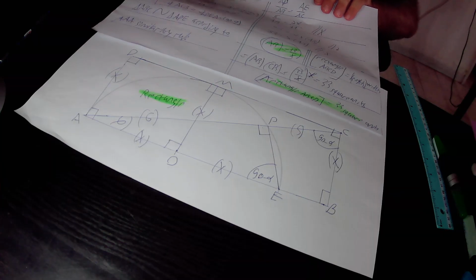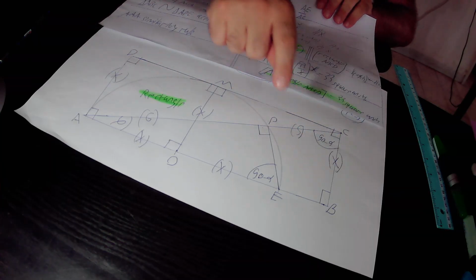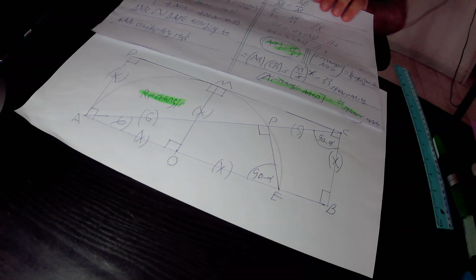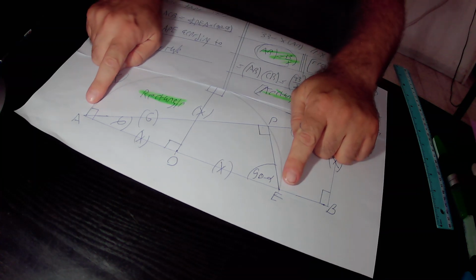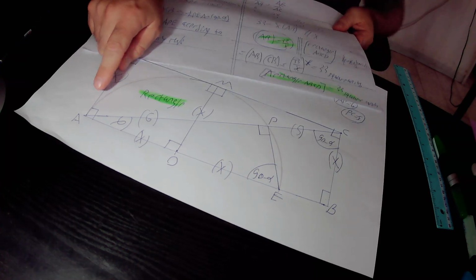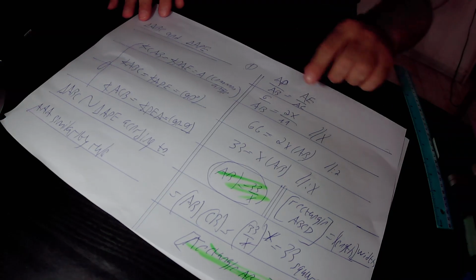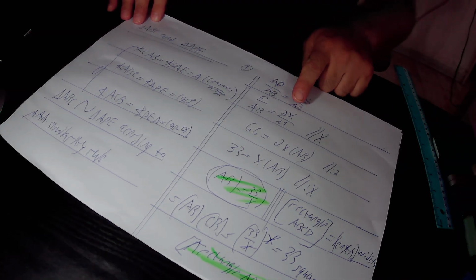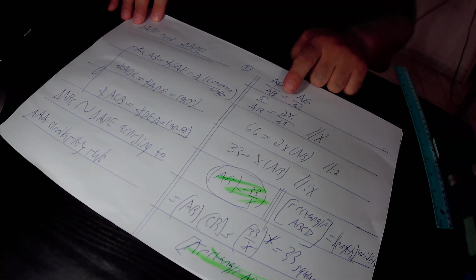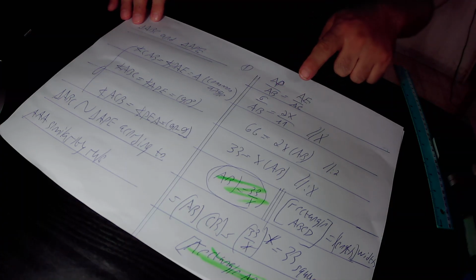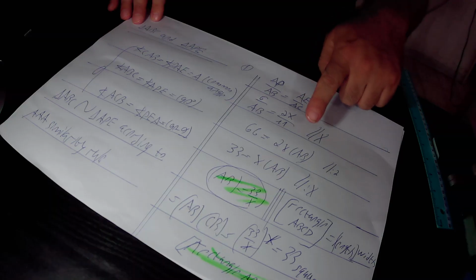AP is 6 over AB. AB is the missing side, so we leave it as it is, and it is equal to AE. AE is the diameter of the semicircle, that is equal to 2x, over AC. AC is 6 plus 5, that is 11. So in total, we found out that 6 over AB equals 2x over 11. Here we cross multiply this equation, and we find that 6 times 11 is 66, and it is equal to 2x times AB.